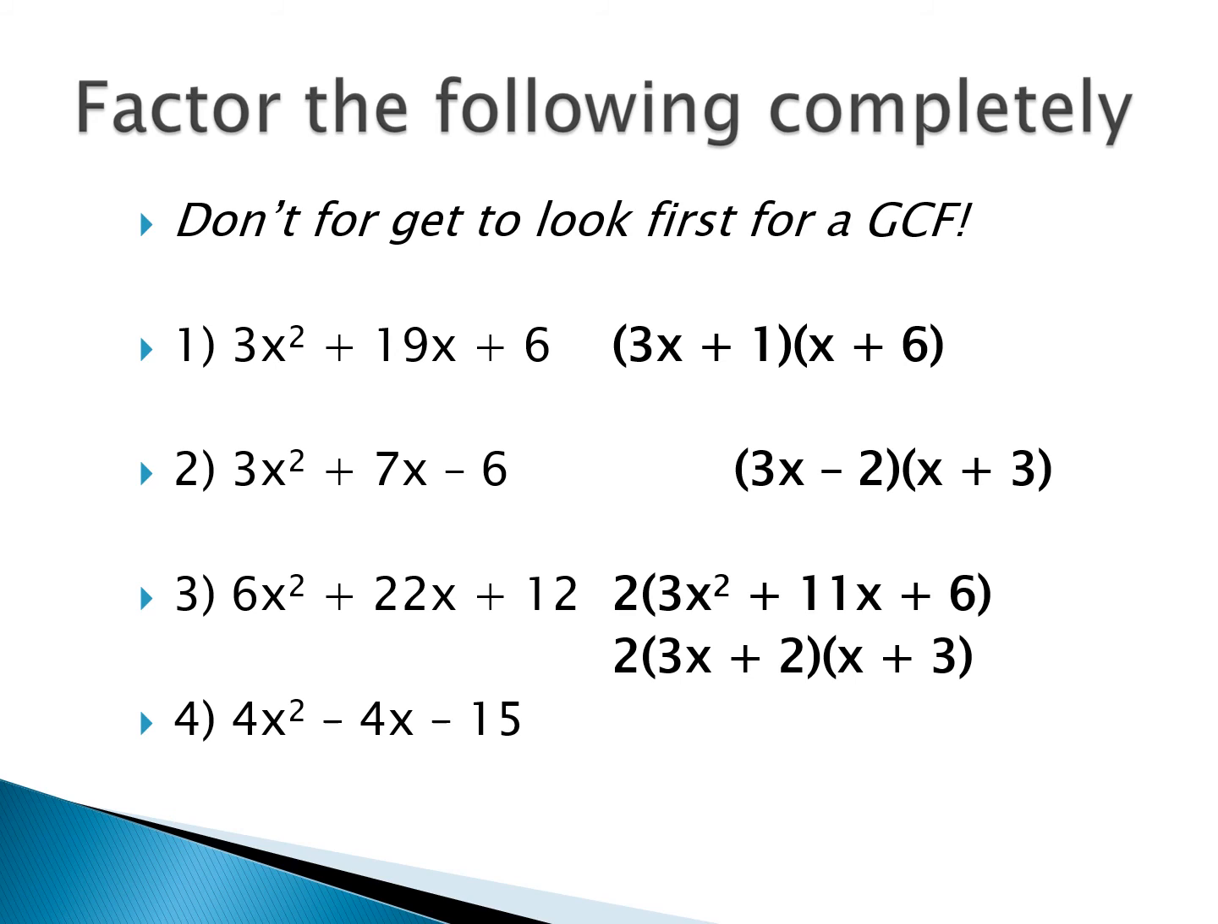Now for number 3 here, I did have a GCF of 2. So I want to make sure I take that out before I try and factor any of those. Get 3x squared plus 11x plus 6. Again, I've got 3x and x. Factors of 6 are just 3 and 2. I've already taken out my GCF, so I shouldn't have any GCFs in my binomials. There's my answer.